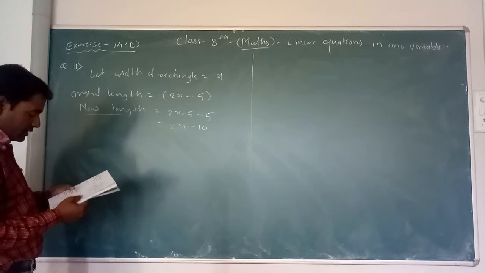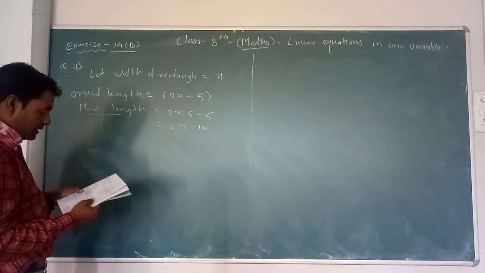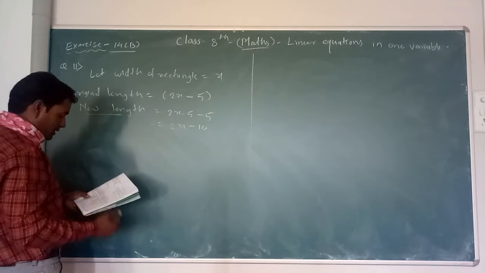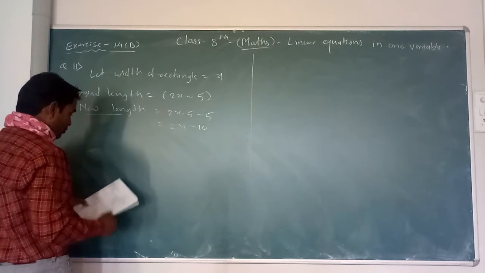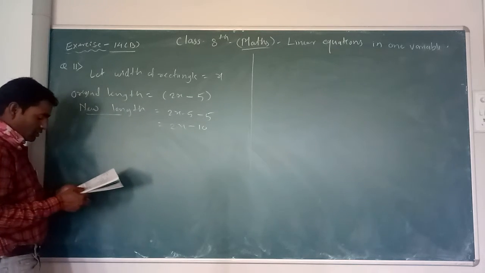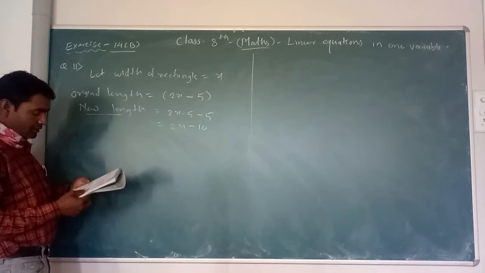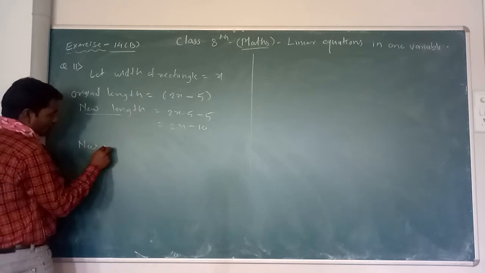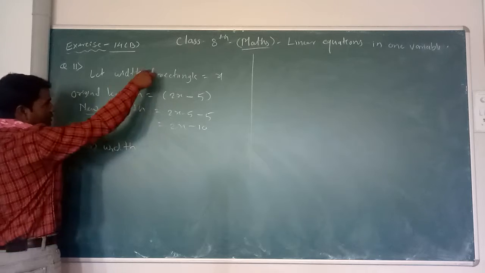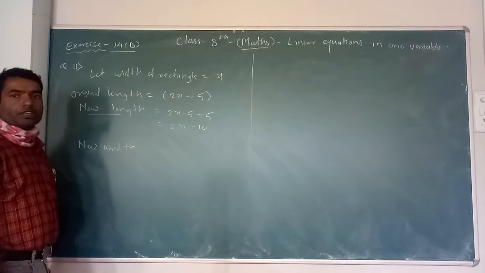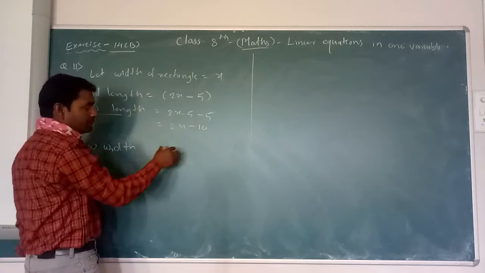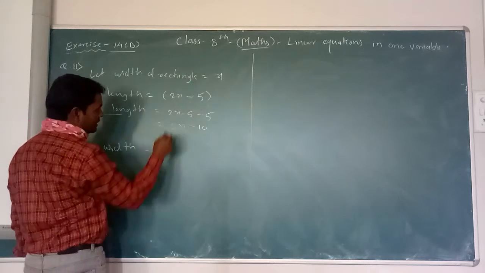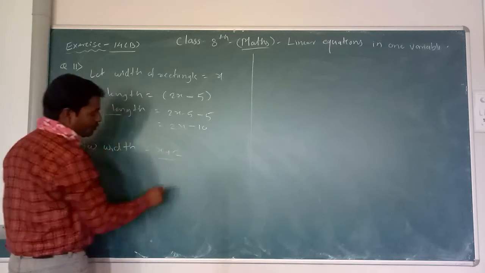Then the resulting perimeter will be 74 cm. Therefore the width of the rectangle is also increased. The width is increased by 2 cm. These things which we have taken here are given in the question only. I have picked all these things from the question, I have not solved anything here. So the new width is x plus 2. This is the new width.